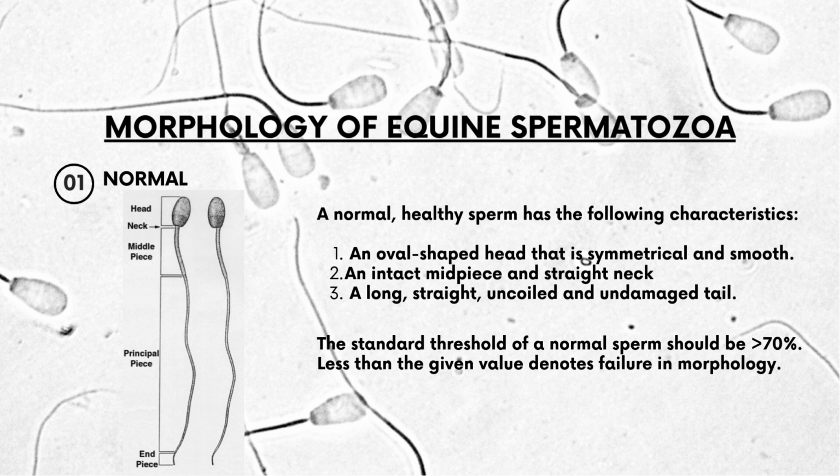A normal, healthy equine sperm cell is essential for successful fertilization. It features a symmetrical, oval-shaped head that is smooth, with an intact midpiece and a straight neck. The tail should be long, straight, uncoiled, and undamaged. In terms of quality assessment, the standard threshold for normal sperm morphology should exceed 70%. If the percentage of normal sperm falls below this value, it suggests abnormalities in morphology that may reduce fertility.